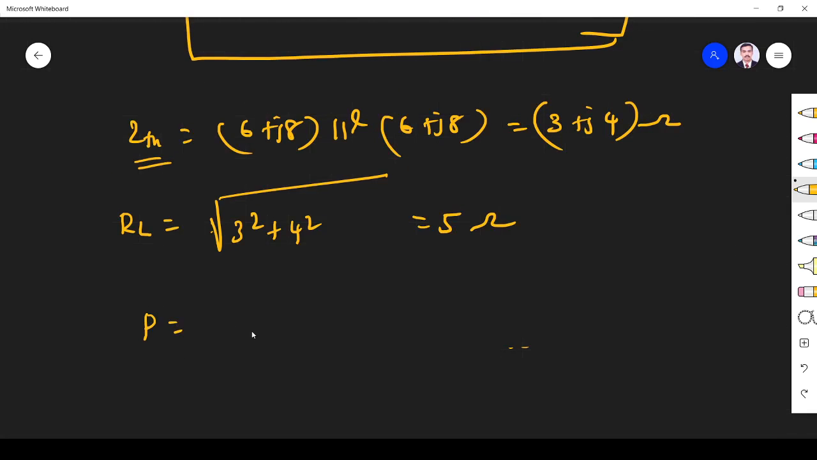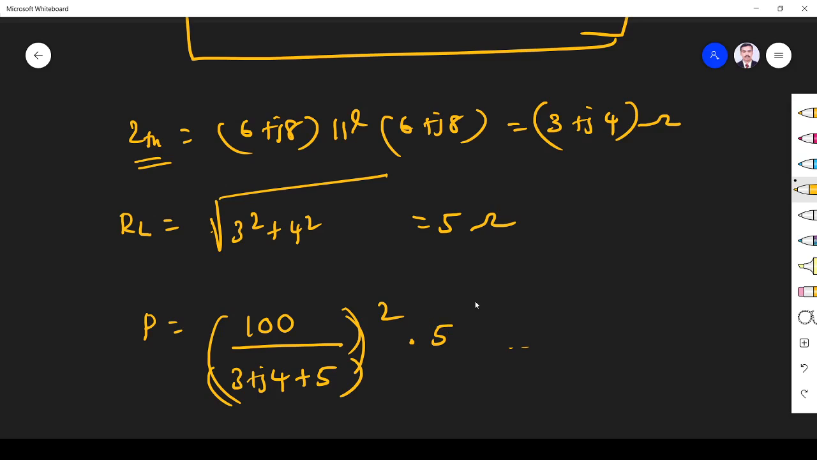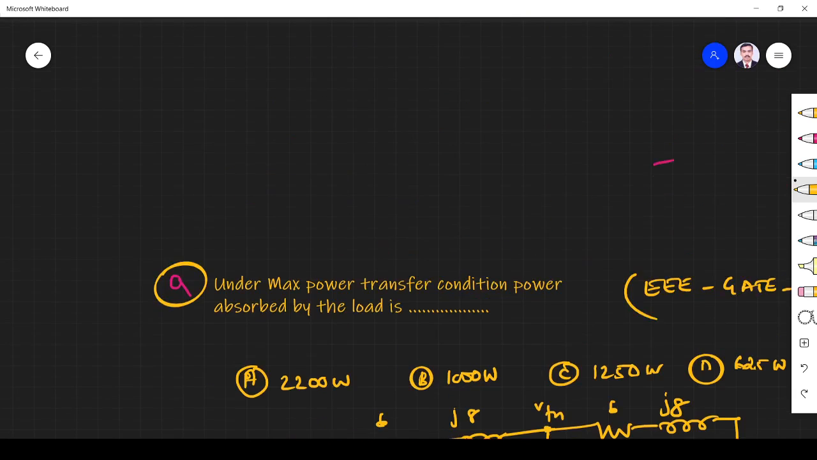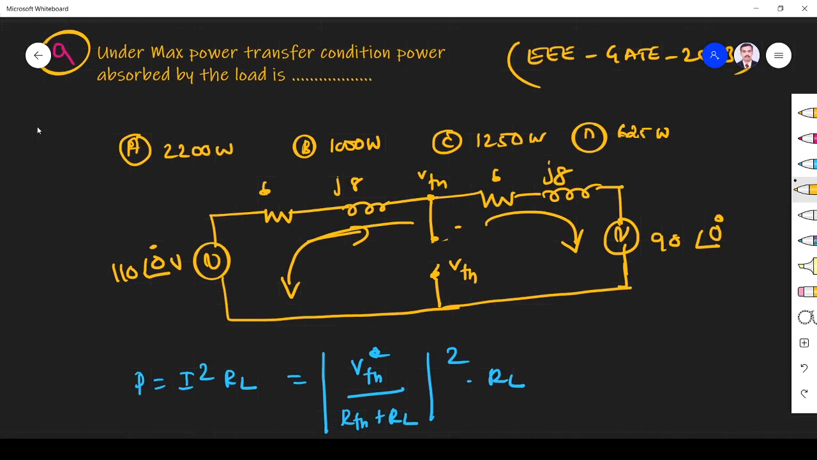So P is equal to Vth, which is 100, divided by Z Thevenin 3 plus j4 plus RL 5, squared, into RL 5. This is the magnitude, that's what I have written. So (100 divided by |3 plus j4 plus 5|) squared into RL is equal to I squared R. If you simplify, you get 625 watts. So the answer is option D.